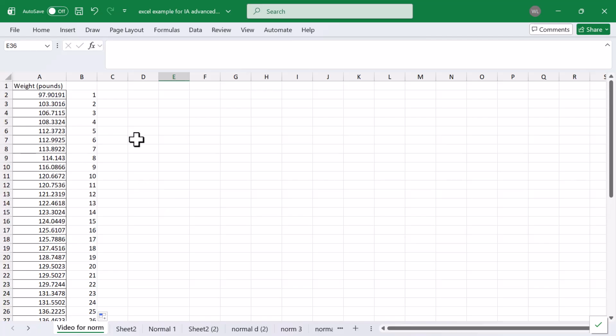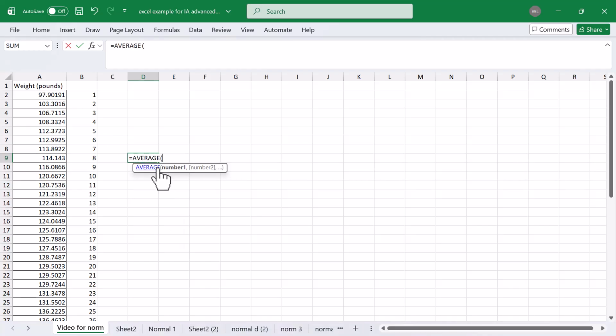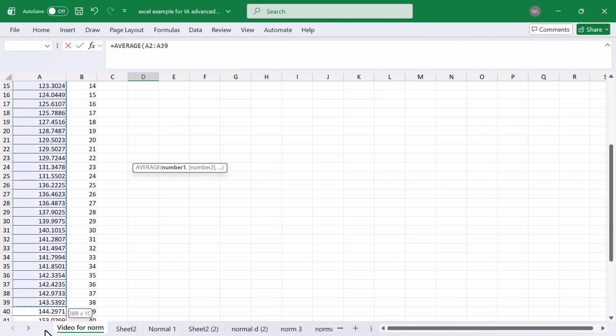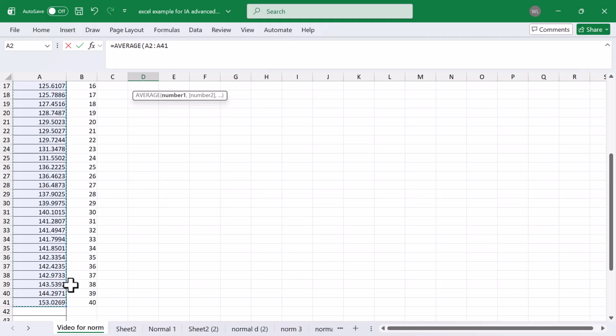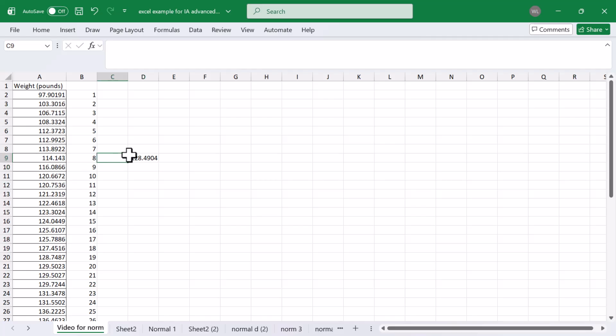Then next step, we need to figure out the mean of the weight. Put the equal sign. Then type average. Double click. Then you highlight this. Then put enter. You got the mean of the weight. So let's label. This is a mean.